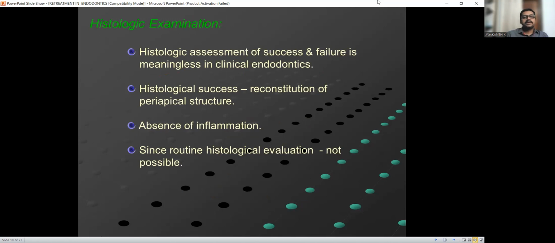Now coming to the last method, histological examination. Histologic assessment of success and failure is meaningless in clinical endodontics. There are several reasons for that. Histological assessment is not a stable or reliable one to count a treated tooth as a successful treatment.